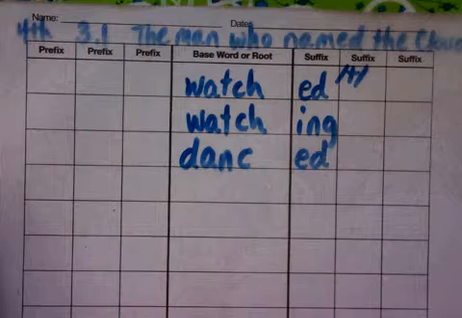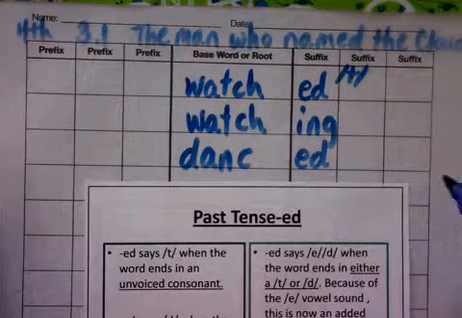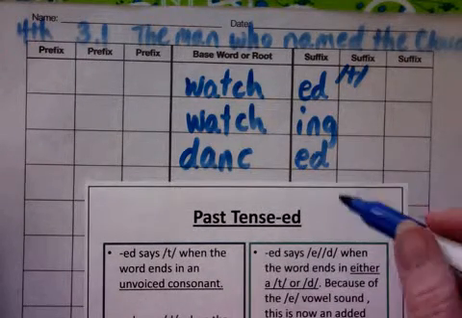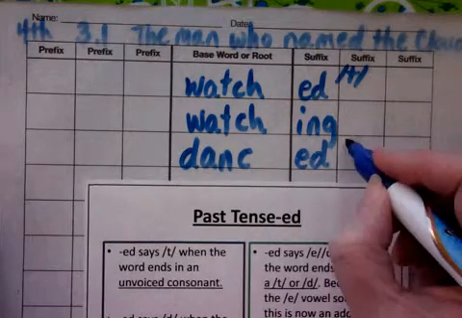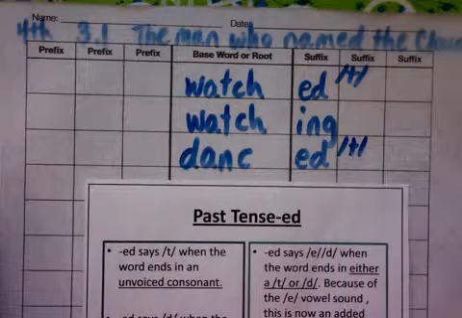Okay, let's pull this card back out. ED following an unvoiced consonant. S is unvoiced. The ed is going to say the t sound. Danced.